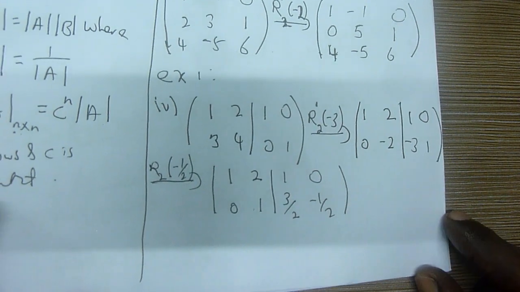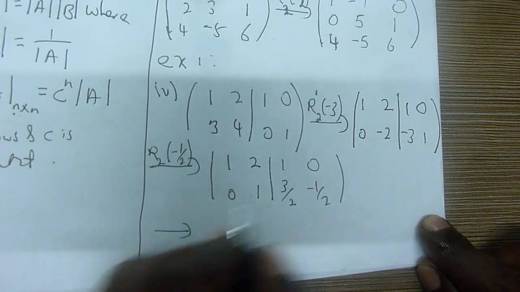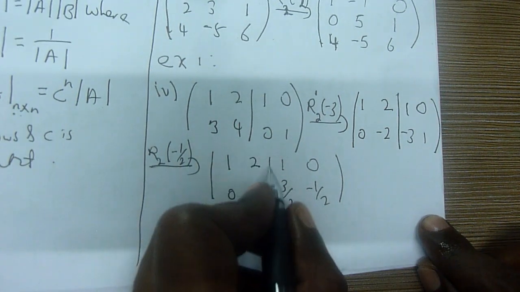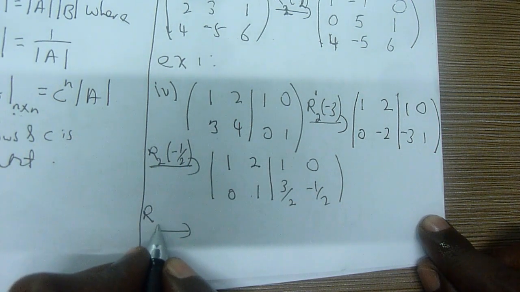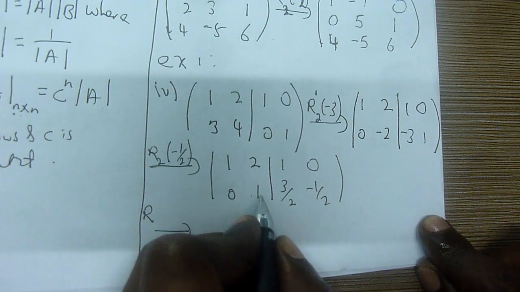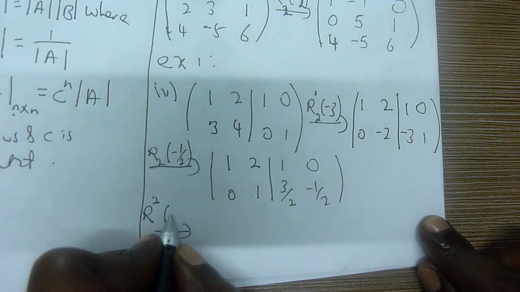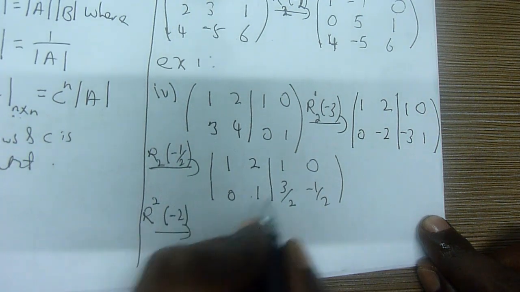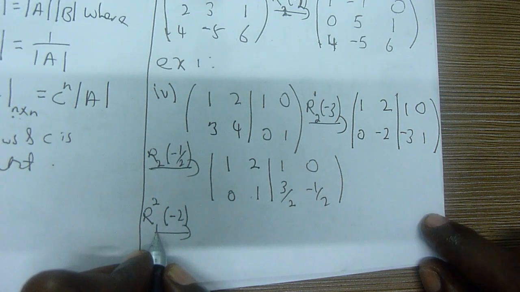So very interesting. Later you will know the rules. Now you see, what am I supposed to do? I need to remove this 2. How do I do that? I need to use row number 2 times what? Times negative 2. Place it in which place? Row number 1.